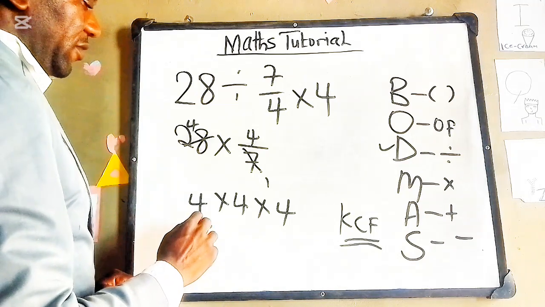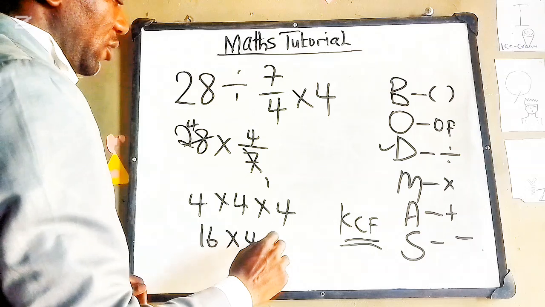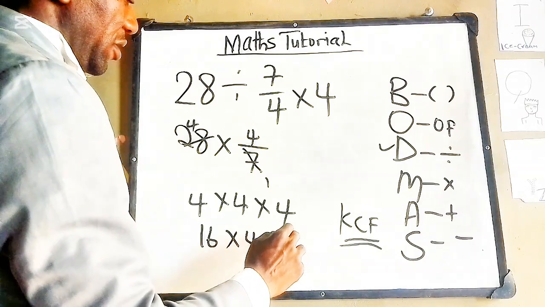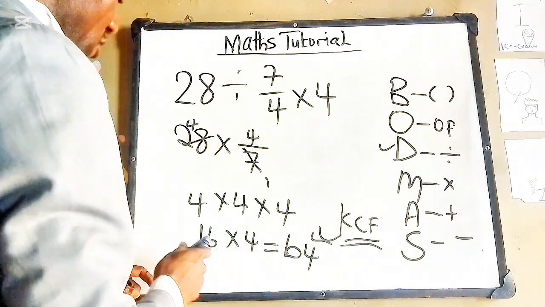So we have 16 times 4, which equals 64 as the correct answer, and not 4.